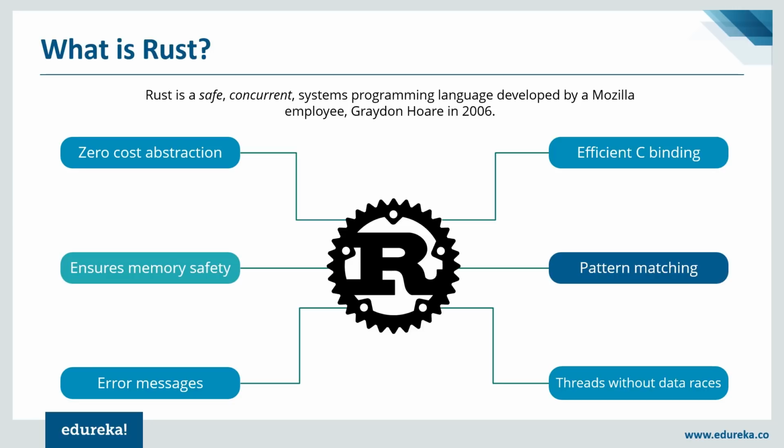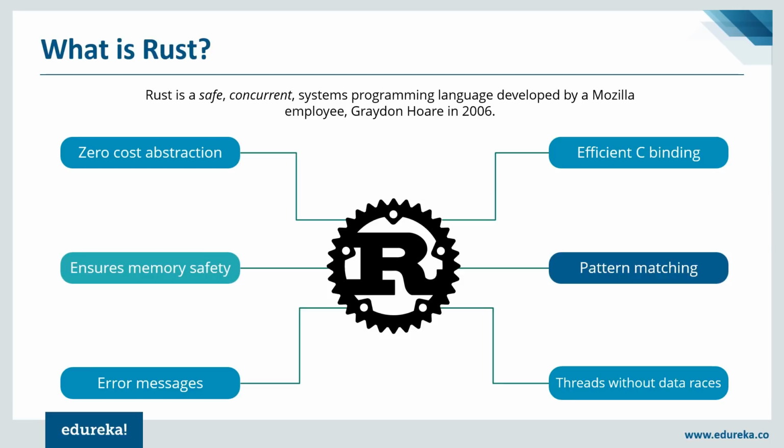Now, the next feature is efficient binding. Rust provides the feature of efficient binding, which means that the Rust language can interoperate with the C language. So basically, Rust provides a foreign function interface to communicate with C APIs and leverage its ownership system to guarantee memory safety at the same time.